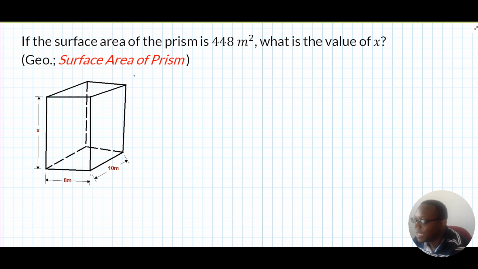Okay, so we have the surface area of the prism. We want to find the missing length here, the height of the prism. So what is the height of the prism if we have the surface area and some dimensions of the prism? Let's start off with showing you what the surface area is. Surface area is going to be the perimeter of the base multiplied by the height plus twice the area of the base. So that's your starting point.